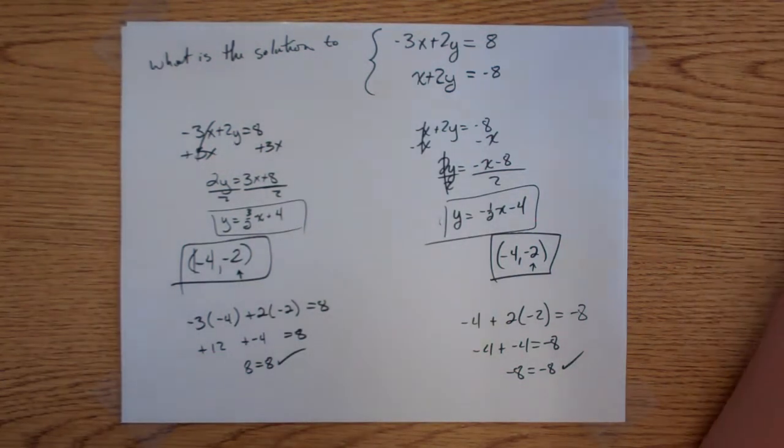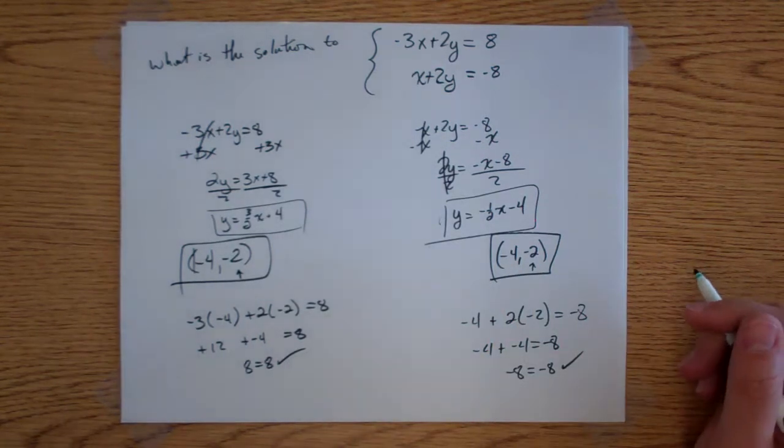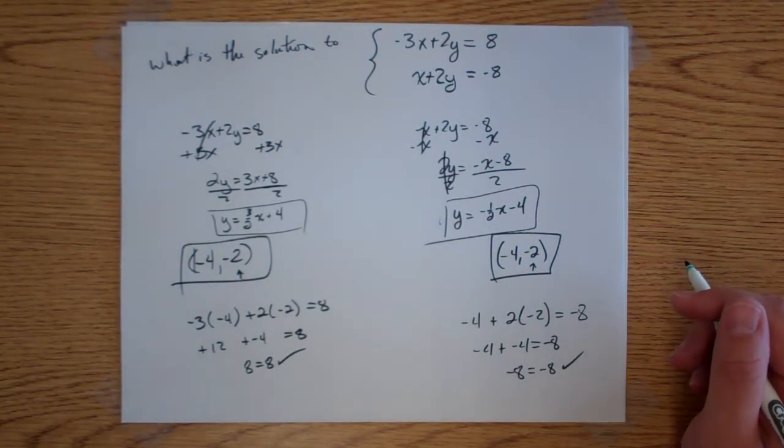All right? I showed you both ways. The graph, you graph them, you look where they intersect. They intersected at negative 4, negative 2. Or you look at the table and find where the y values are the same. And in this case, at x equals negative 4, they both had a y value of negative 2.